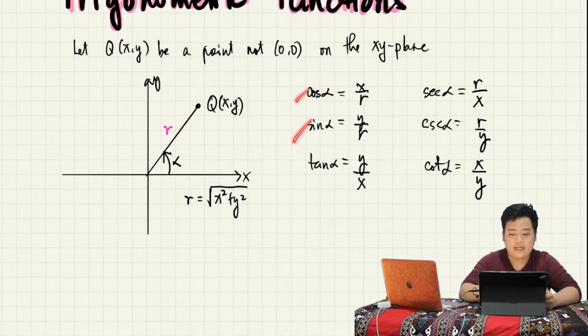For cosine, sine, tangent, secant, cosecant, cotangent, you will know if it is positive or negative depending on which quadrant Q is in. So, if Q is in the first quadrant, all six are positive. If Q is in quadrant 2, the only positive ones are sine and cosecant. If Q is in quadrant 3, the only positive ones are tangent and cotangent. If Q is in quadrant 4, or your point is in quadrant 4, the only positive ones are cosine and secant.